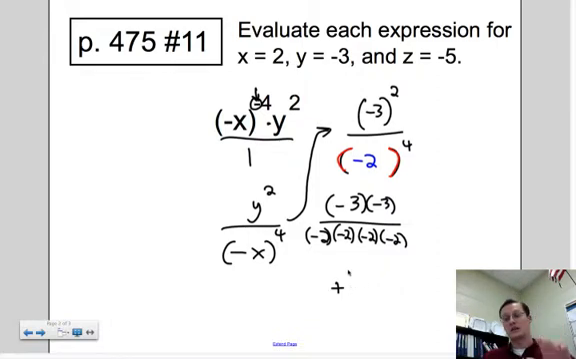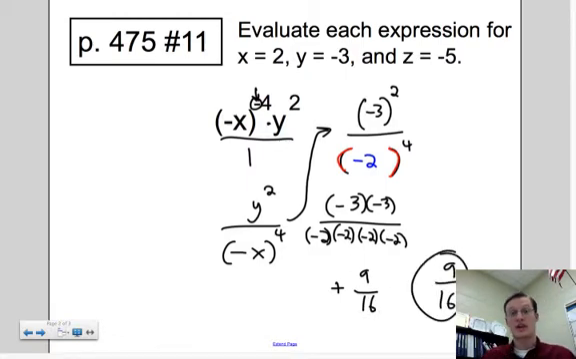Each pair, they will pair up. So negative times negative, negative times negative. Each pair will give you a positive. So we end up with 3 times 3 in the top is 9. 2 times 2, 4, times 2, 8, times 2, 16. So this is going to be 9/16.